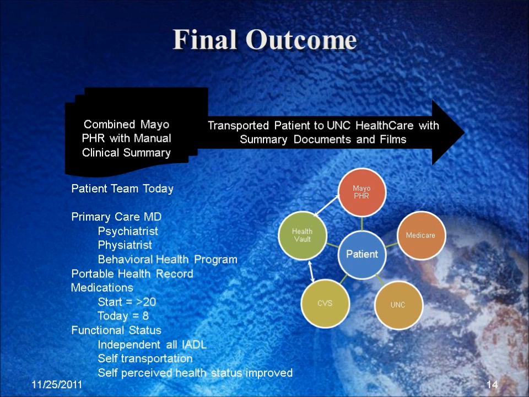The patient care team today is a primary care MD, a psychiatrist, a physiatrist helping her with her physical disabilities, and a behavioral health program. She uses a portable health record which includes medications, and when she started seeing us, her medications were greater than 20, and today with her coordinated care team, she's now on less than 8 medications. She's completely independent, driving a car, able to self-transport, and she states that her self-perceived health status has improved greatly.